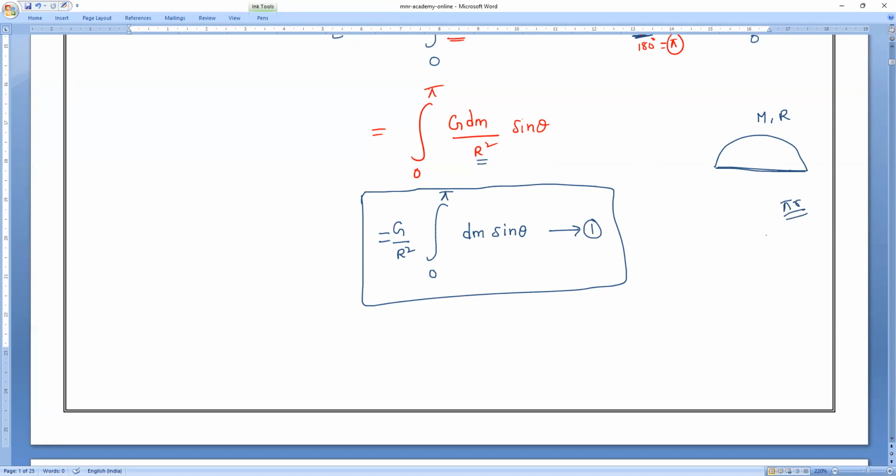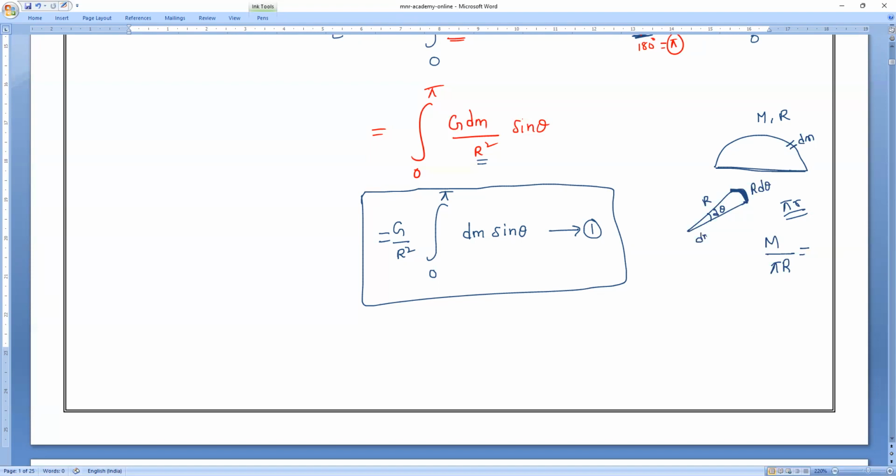You can see mass per unit length. What is the mass per unit length? The length is pi r, so M divided by pi r. If I take a very small mass, that is dm. Observe very carefully. We have already studied the first chapter. This is d theta and this is the radius. Then what is the length of this arc? R d theta. Right or wrong?